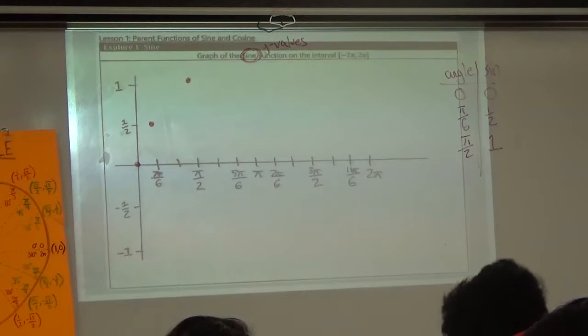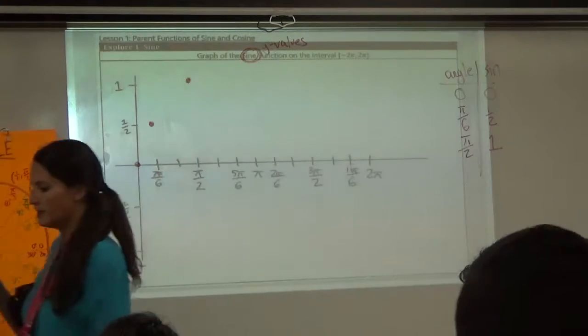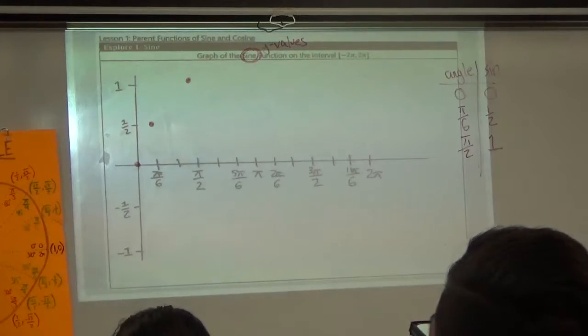Would you like another copy? If anyone's in desperate need of a unit circle because no one at their table has it and they can't see the board.